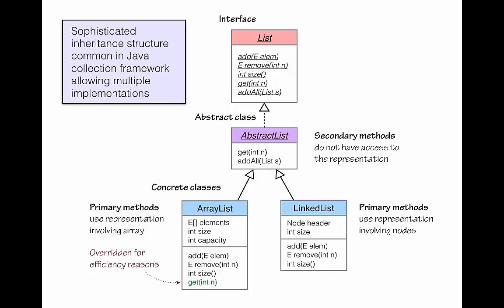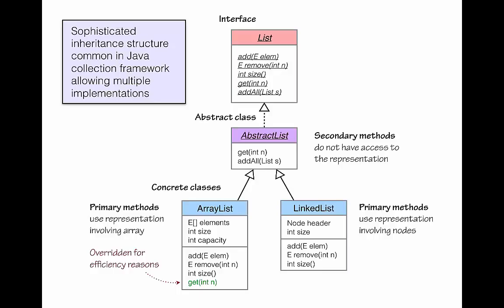Some methods depend on instance variables. For example, you cannot implement the add method for a list without using one of the instance variables. That means that the array list and the linked list are going to implement the add method in two very different ways, because they have different instance variables.